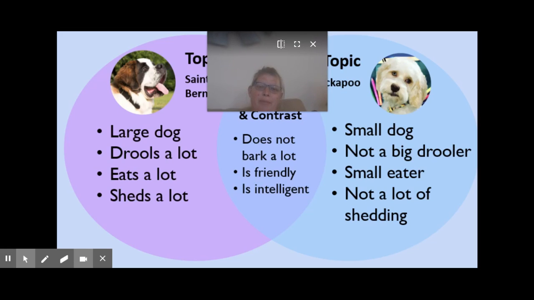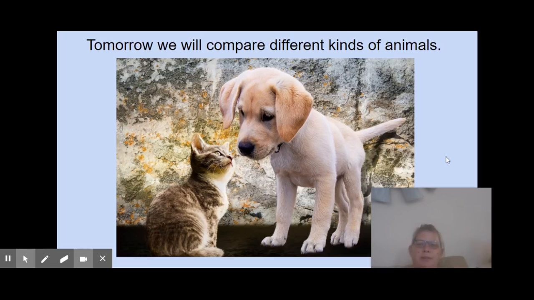But we know that they are both dogs, and one thing we know that's the same with both of them is that they are friendly, they are intelligent, which means they are smart, and they do not bark a lot. That is something that's the same with both dogs. So even though they are different breeds, they are still dogs, and there are some things that are the same and some things that are different. Tomorrow we will compare different kinds of animals. So instead of looking at two different breeds of dogs, we may look at dogs and cats.